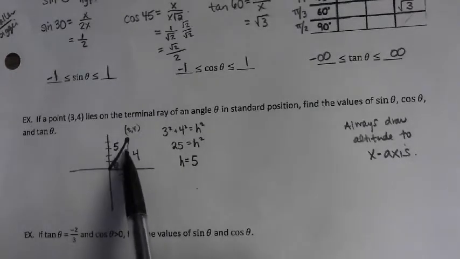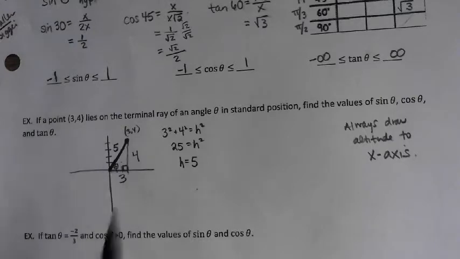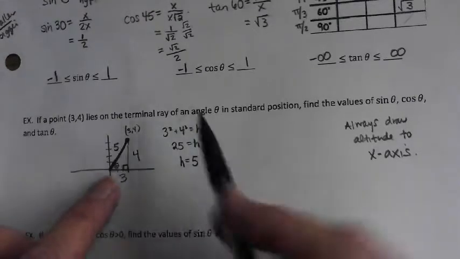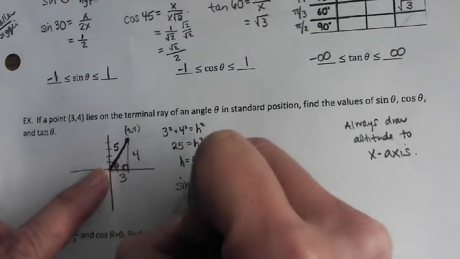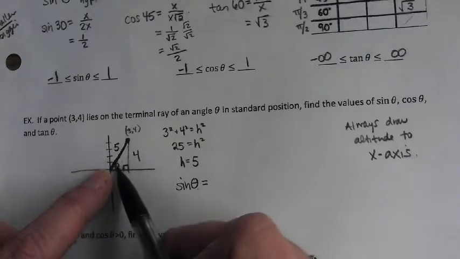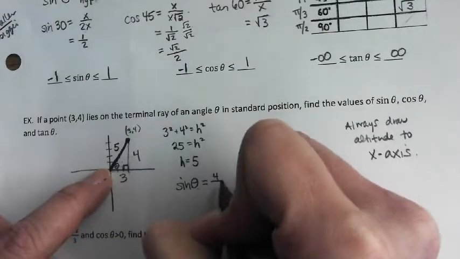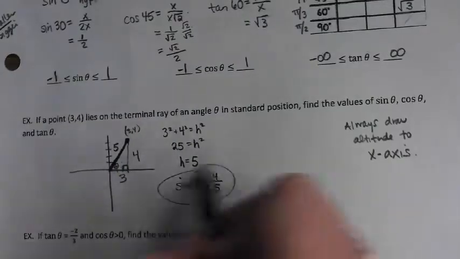Why isn't this one theta? Theta is always the angle that's made at the origin. Okay? So theta will always be the angle at the origin when you draw these triangles. So what is the value of the sine of theta? Sine is what over what in terms of SOHCAHTOA? So what is the opposite? 4. And what is the hypotenuse? 5. There you go. There's your value of the sine of theta.